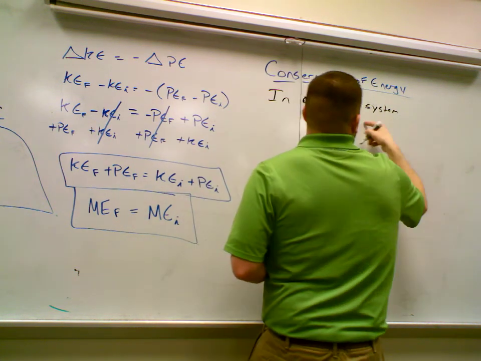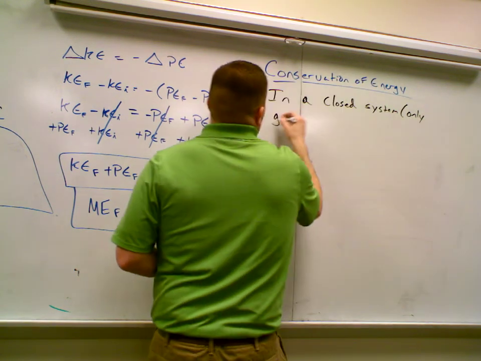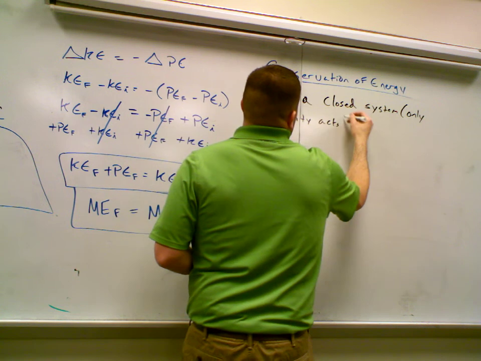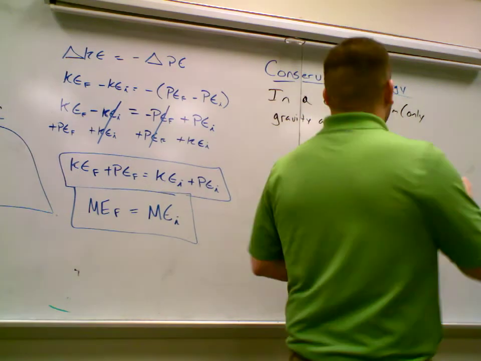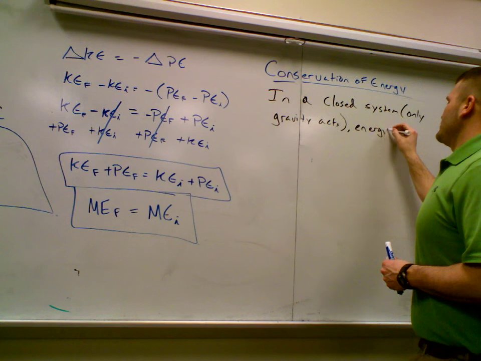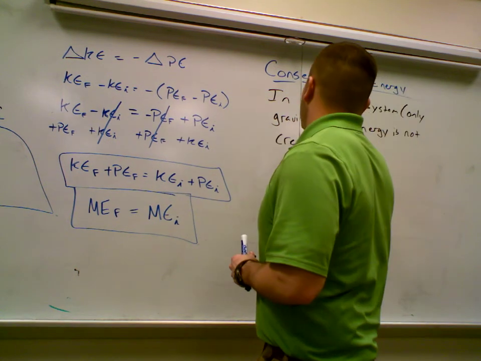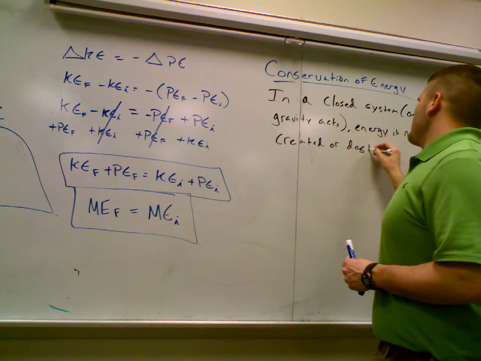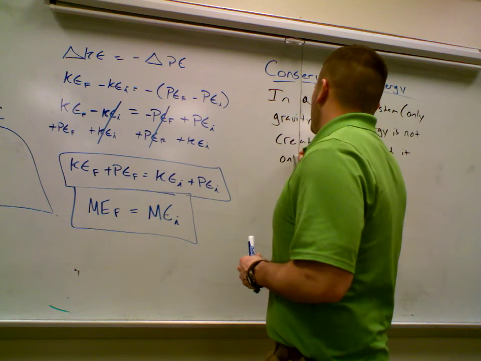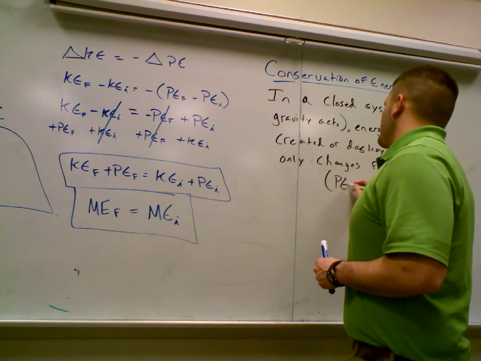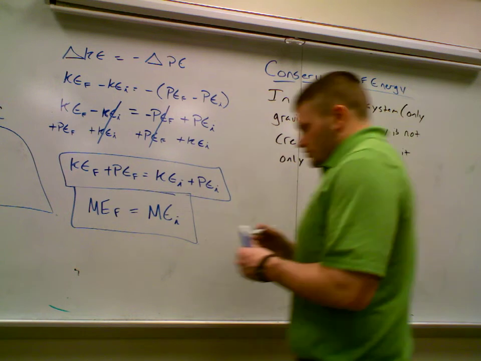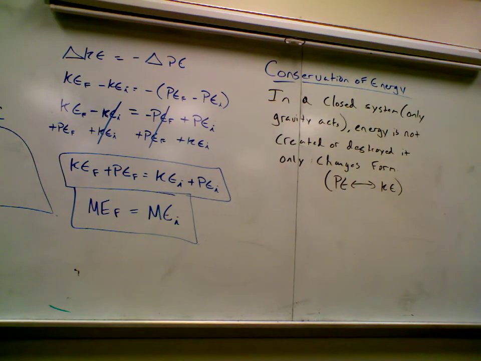Now, for the roller coaster, a closed system means only gravity acts. That's our closed system. So no friction, no anything else. In a closed system, energy is not created or destroyed. It only changes form. So I'm going to draw a little PE, KE with a back and forth arrow, because the forms the energy changes from is from potential to kinetic.